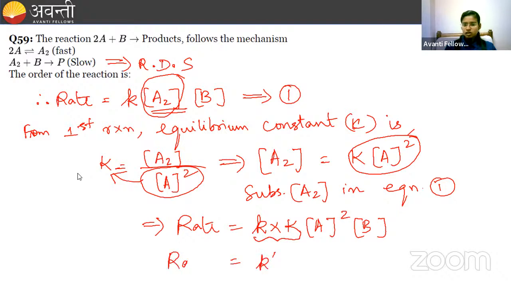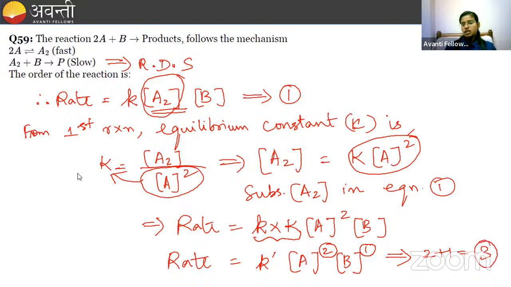Rate is equal to K dash into concentration of A square into concentration of B. So the order of the reaction with respect to A is 2 and with respect to B is 1. So the order of the reaction is 2 plus 1, which is equal to 3. The order of the reaction is 3. It is a third order reaction.